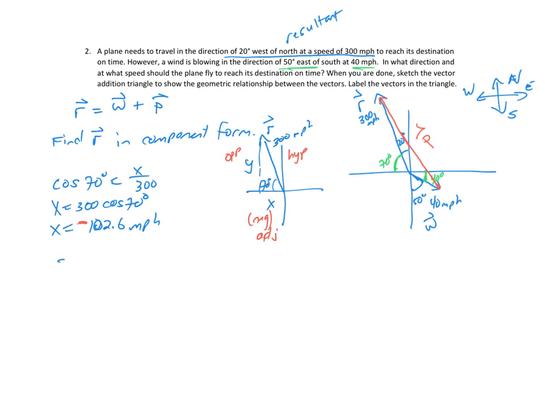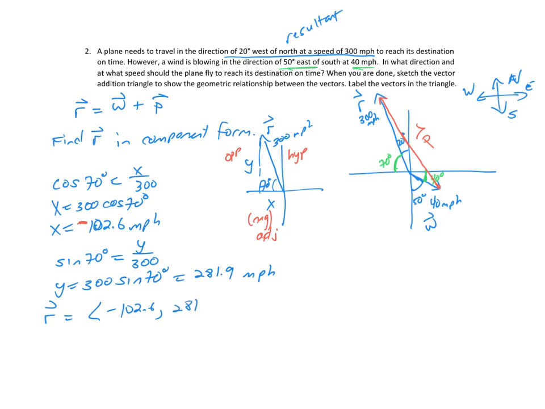Likewise, I'm going to find the y component. So I'll use sine. Sine of 70 is y over the hypotenuse, which is 300. So y is 300 times sine of 70 degrees. And if you enter that into your calculator, you'll find out that the y component is 281.9 miles per hour. So to summarize, R in component form is negative 102.6, comma 281.9 miles per hour.